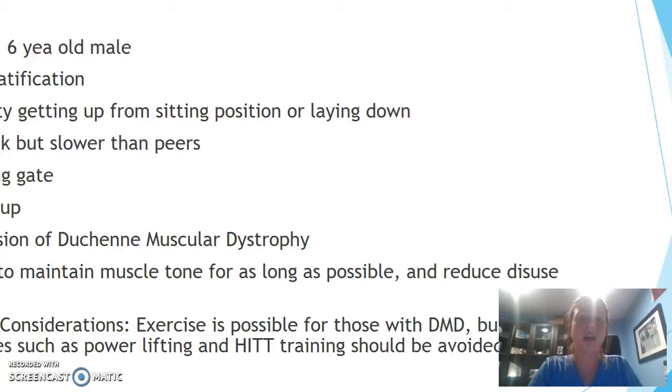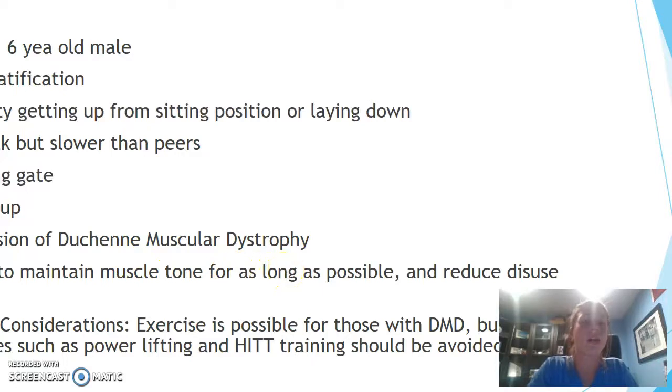So for my case study, I had a 6-year-old male with the risk stratifications of difficulty getting up from the sitting position or laying down, so that Gower's gait, and then also waddling gait. And then for the risk group, he has the progression of Duchenne muscular dystrophy. So that is one of the most common categories of muscular dystrophy.